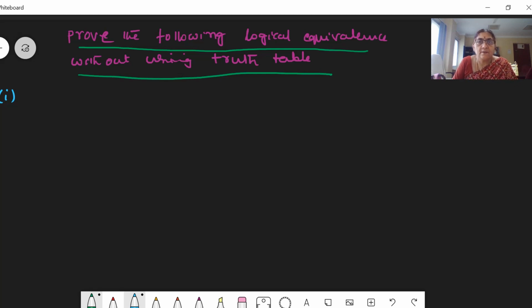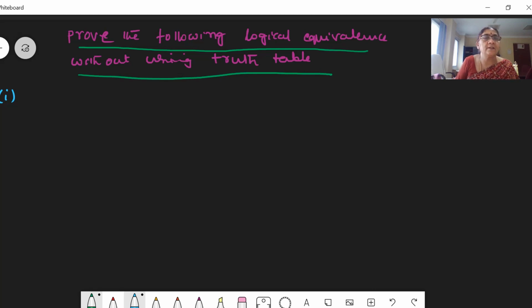In this class, I'm going to discuss a few problems about logical equivalence, how to prove compound propositions are logically equivalent without using a truth table. Without using a truth table means we are going to use some laws of logic, along with negation of conditional and also the inverse, converse and contrapositive definitions. With the help of that, we will see how to prove that the given compound propositions are logically equivalent.